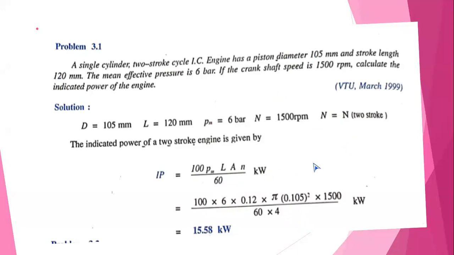Or otherwise put it on the right side margin: area equals pi d square by 4. Pi into the diameter of the piston, which is 105 millimeter, converted into meter, so pi into 0.105 whole square, and N is the rpm of the crankshaft, 1500, divided by 60, and this is pi d square by 4. Calculate the indicated power: in this problem, the indicated power is 15.58 kilowatts.